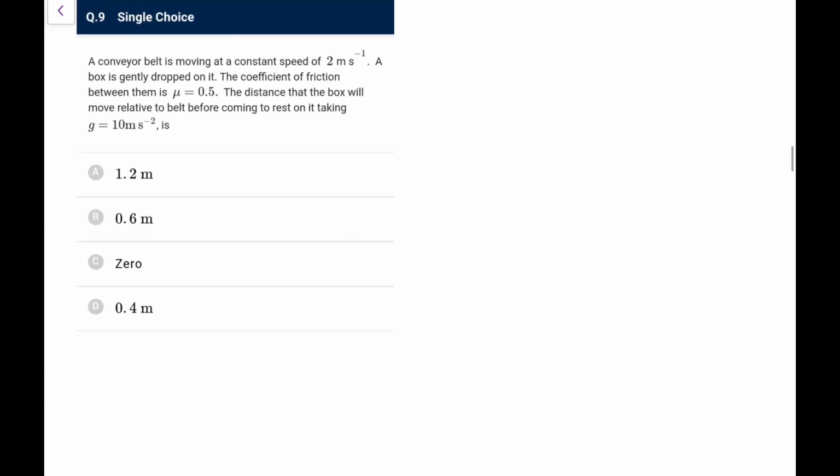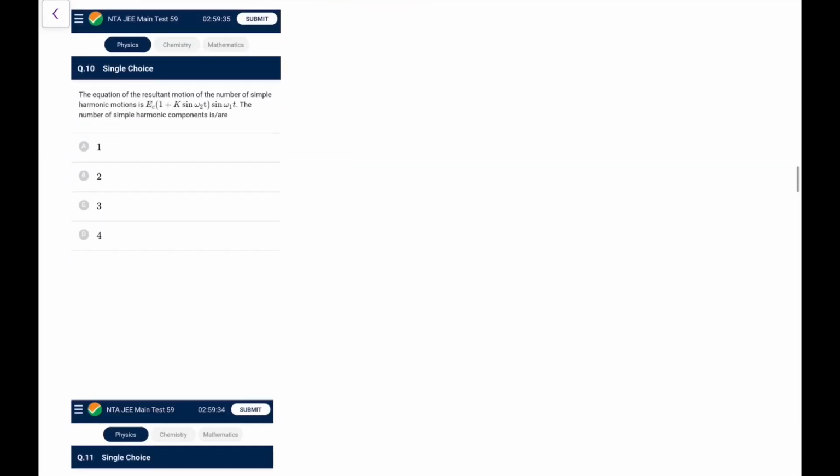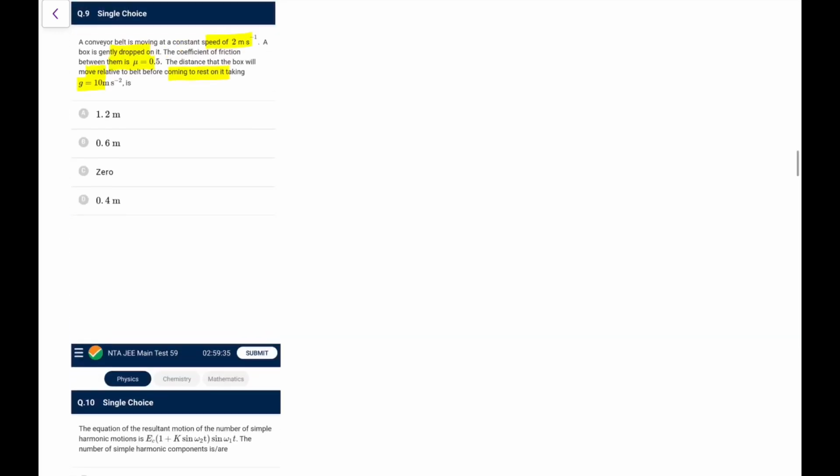Now a conveyor belt is moving at a constant speed of 2. A box is gently dropped. The coefficient of friction is 0.5. The distance that the box will move relative to belt before. Okay, I have lost where I was. I was at ninth question.